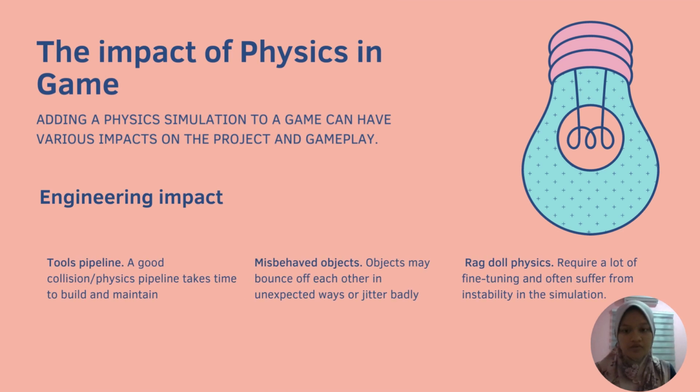And there are a lot of engineering impacts when adding physics in a game, but here are three. The tools pipeline: a good collision physics pipeline takes time to build and maintain, and misbehaving objects may bounce off each other in unexpected ways or jitter badly. And ragdoll physics requires a lot of fine tuning and often suffers from instability in the simulation.